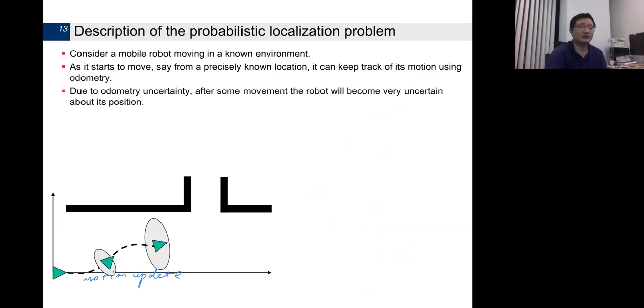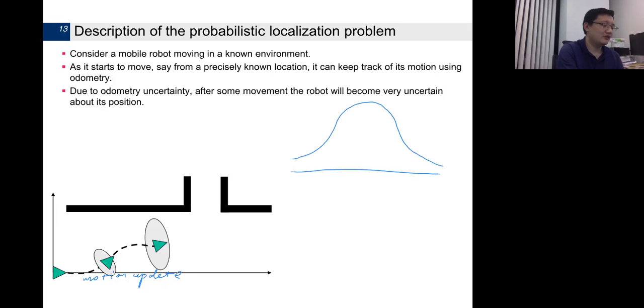Due to this odometry uncertainty, after certain movements, the robot will be very uncertain about its position. Finally, what will this distribution become? You don't know where you are anymore, so it will become uniform. Like a Gaussian, then a flatter Gaussian, then an even flatter Gaussian. Finally, this is a uniform.